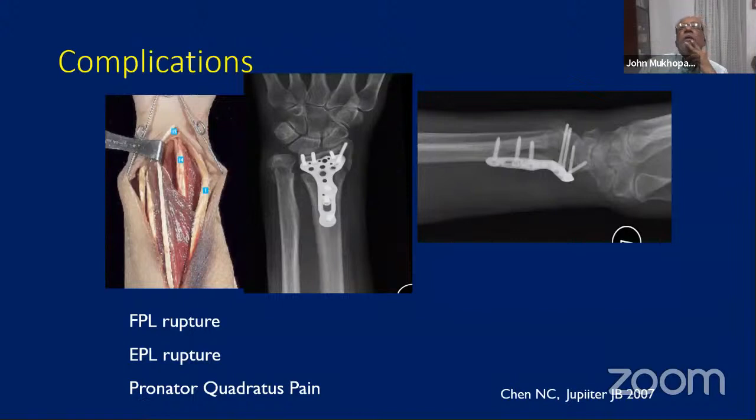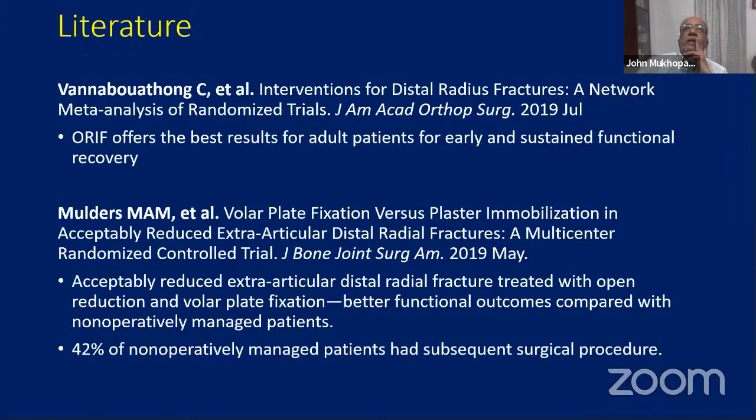Okay, now the complications that you can get. If you have your plate very distal, like I said, beyond the watershed line, you may get rupture of the FPL tendon. If your screws are long, then you can get rupture of the extensor pollicis longus or even one of the other extensor tendons. And you can get impingement pain on the pronator quadratus as well.